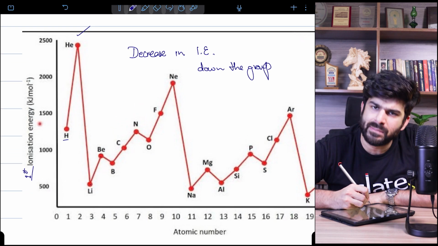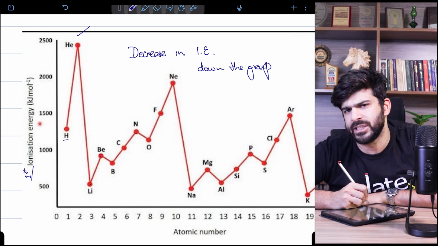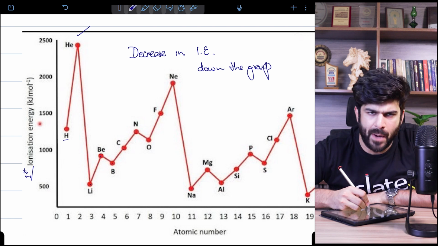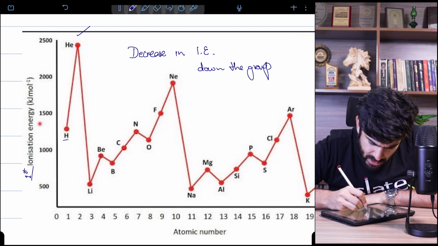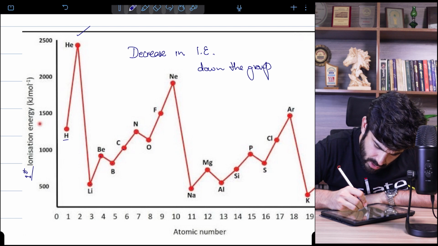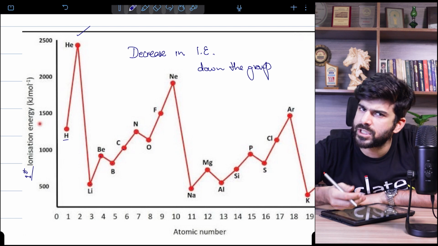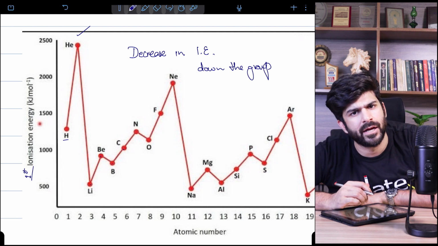From lithium to beryllium, there is an increase, but beryllium has more ionization energy than boron. There is one difference. From boron to carbon, there is an increase. From carbon to nitrogen, there is an increase. But after nitrogen, it's oxygen. Oxygen has a lesser first ionization energy. And fluorine has again higher.